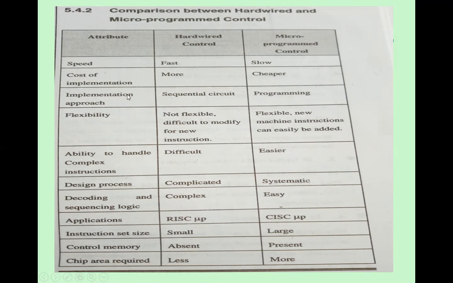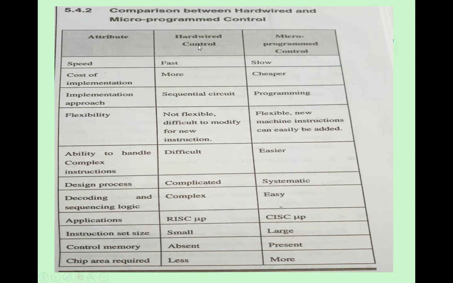Implementation approach: in hardwired, we have seen there is sequential circuitry, and gates and similar components are used to develop the hardwired control unit. But in microprogram, there is programming. The control signal is generated based on the program. So here the approach is programming. That's why it is a microprogram.